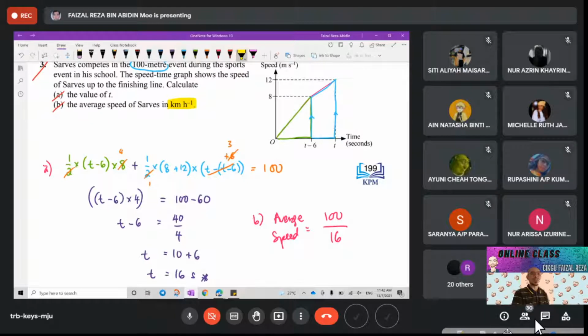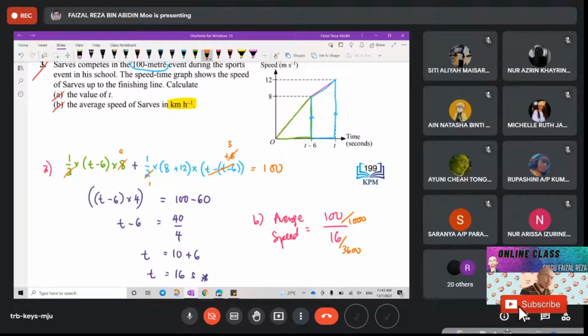So I have to convert first. 100 meters, from meters to kilometers, I have to divide by 1,000. How about 16 seconds? I'm going to convert into hours, so divide by 60 times 60, which is 3,600. So I'm going to divide by 3,600. Am I right? Yes, seconds to hours.